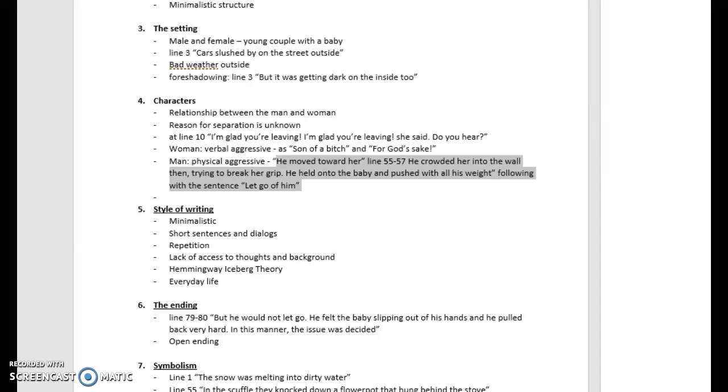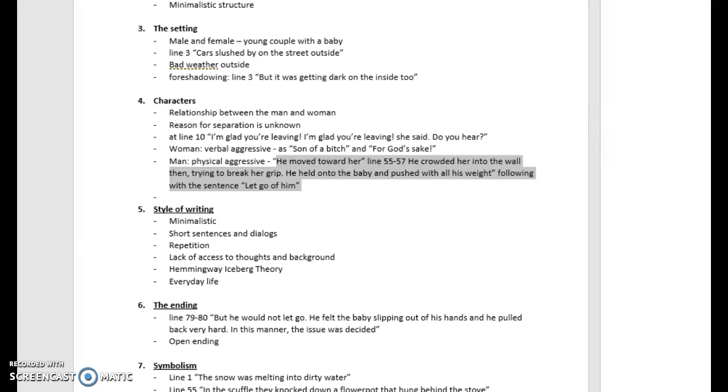There's also another symbol at line 55: "In the scuffle, they knocked down a flower pot that hung behind the stove." The flower pot here describes their broken relationship. The flower pot is knocked down on the floor, and therefore it shows that their relationship is also broken, that it can't be fixed anymore.